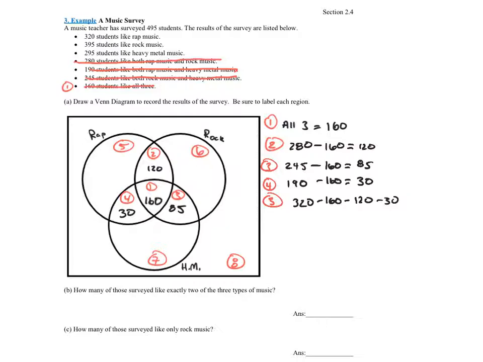So you started off with 320 who like rap, but 160 of them liked all three. 120 of them liked only rock and rap, and 30 of them liked only rap and heavy metal. So all of those are ones who liked something other than just rap. Do 320 minus 160 minus 120 minus 30. See what you get, and I'm getting a value of 10, I believe.